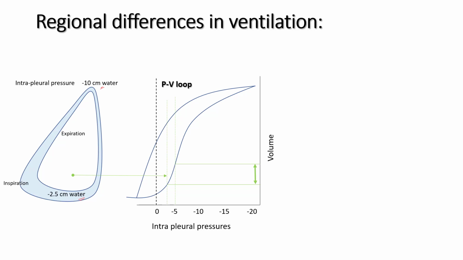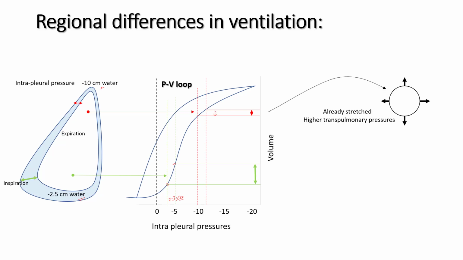For an alveolus at the base, when you inhale, you decrease your intrapleural pressure, say 2 to 3 centimeters, and the volume will increase. This is your change in volume. However, the alveoli at the top are already quite stretched out. So with the same amount of pressure, the increase in volume is much smaller. The reason is that at the top, you already have negative 10 centimeters of water pressure, which is stretching out these alveoli, versus a much smaller stretch on the alveoli at the bases.